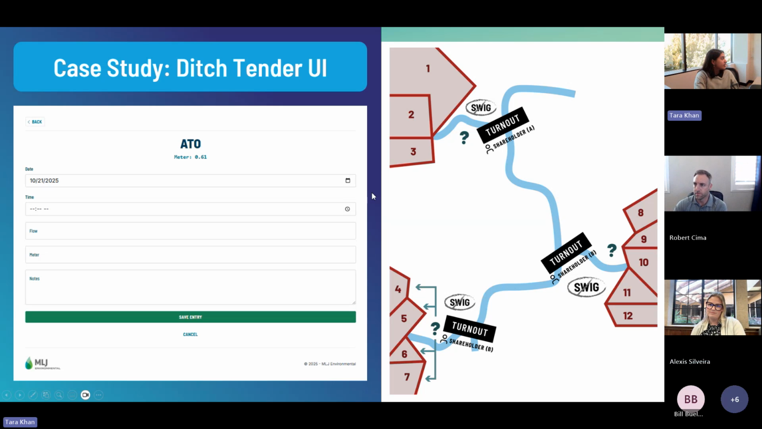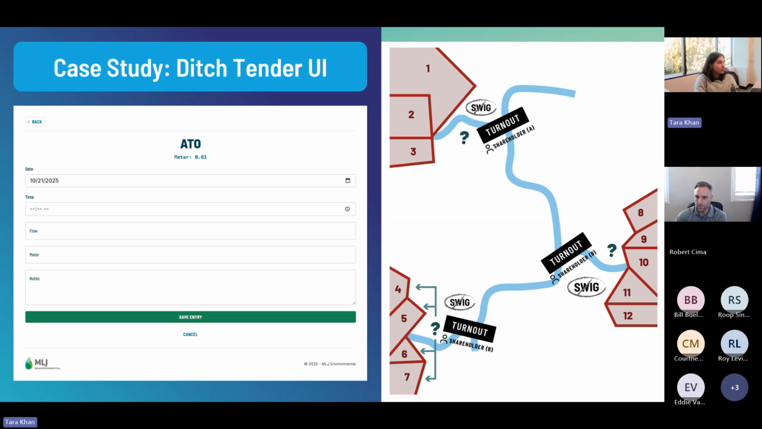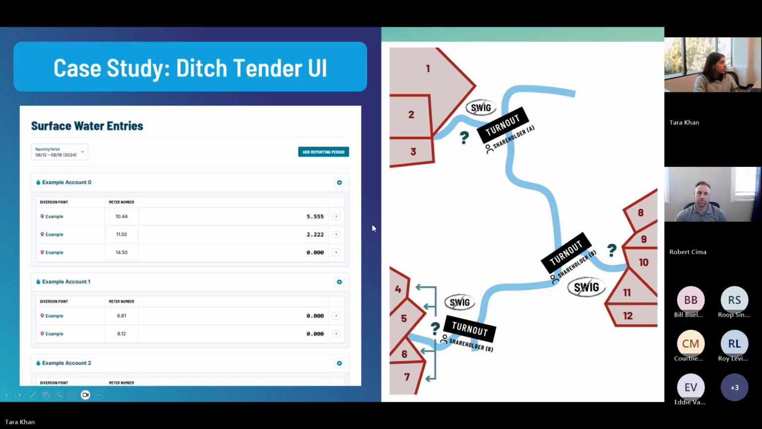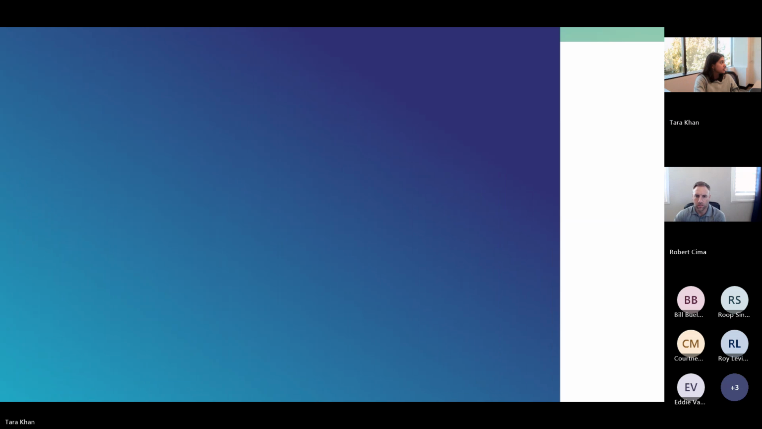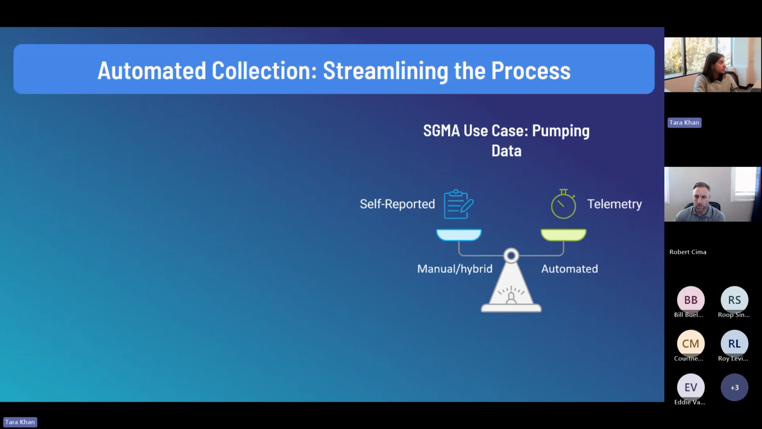All right, so we can definitely do more examples of hybrid data collection workflows. There's so many examples of that because I really feel like that's where people are moving. But with our remaining time, I wanted to touch on a newer type of data collection strategy, which would be automated collection.